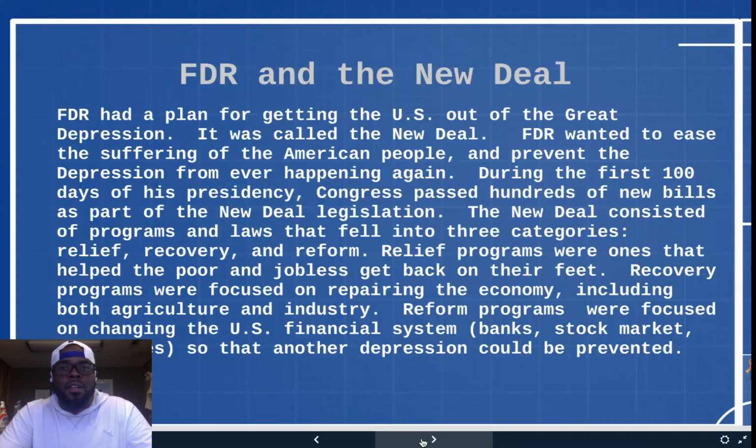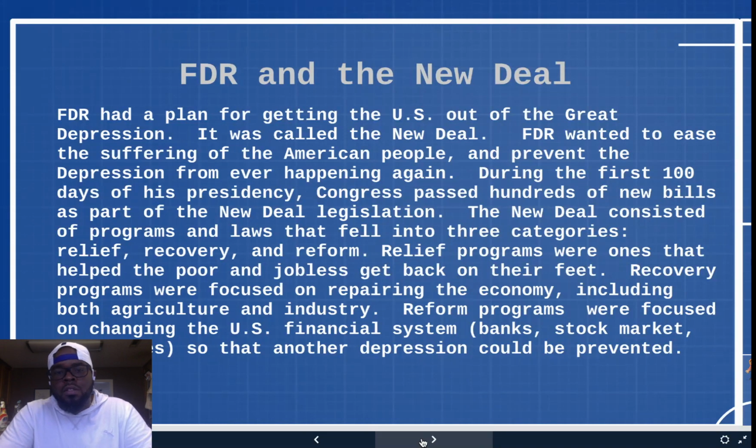As far as the 411, the New Deal was FDR's plan to get the United States out of the Great Depression. He wanted to ease the suffering of the American people and also prevent the depression from ever happening again. Keep in mind, in 2008, we did have another mini depression, or what we now know as the Great Recession, but it was still a very hard time.